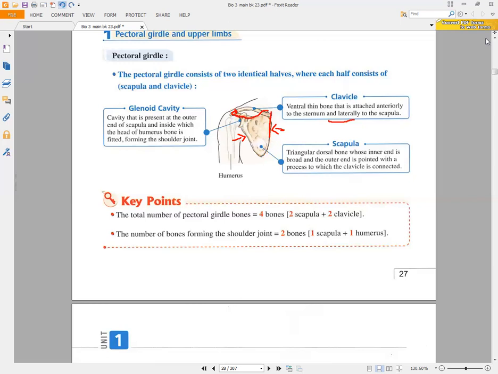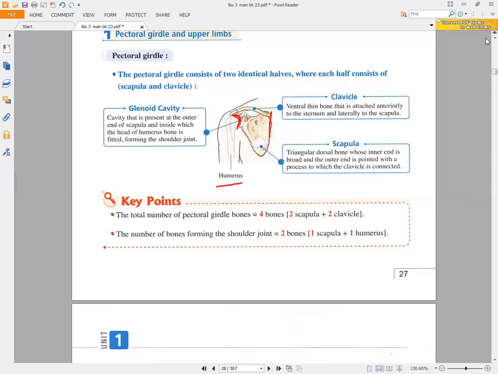Also, if you look here, you will find that we have a cavity. This cavity is called the glenoid cavity. From the outer part, you will find a cavity, and this cavity is called the glenoid cavity, where the head of the humerus is attached firmly to it, forming a shoulder joint. You have to know that the shoulder joint is a freely movable joint, and it also contains synovial fluid that we will talk about at the end of this part, okay?